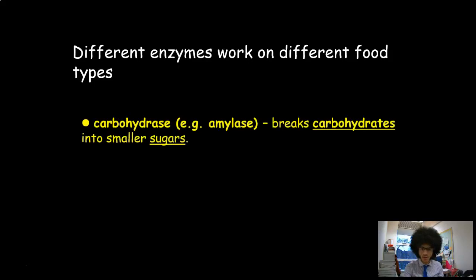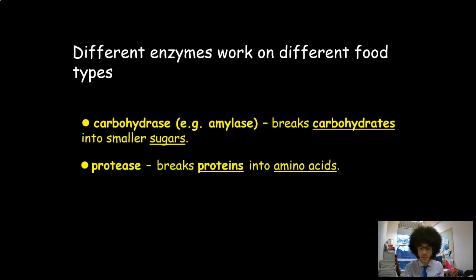Now there are different types of enzymes that you have to know, and they work on different food types. The first one that we'll be talking about is carbohydrase. An example of that is amylase, and that breaks carbohydrates into smaller sugars. You'll find that in the salivary glands as well as other parts of the body. You've also got protease, and protease breaks proteins down into amino acids. You tend to find that in the stomach.